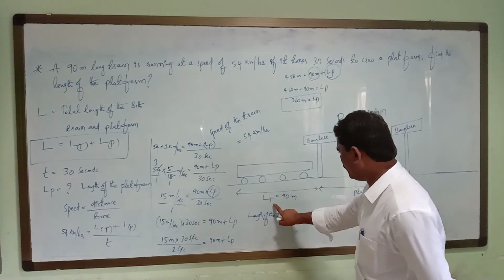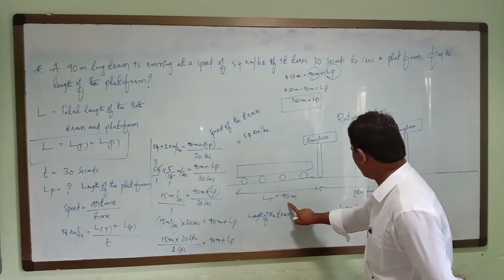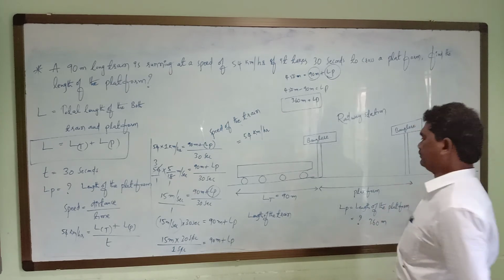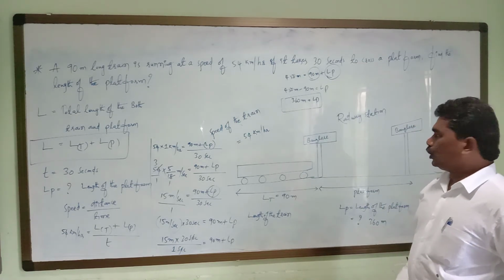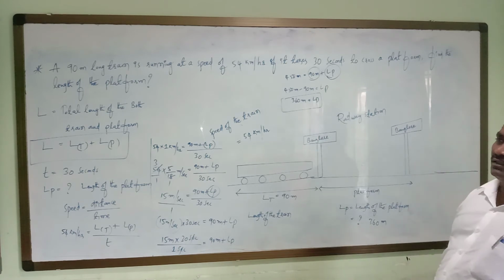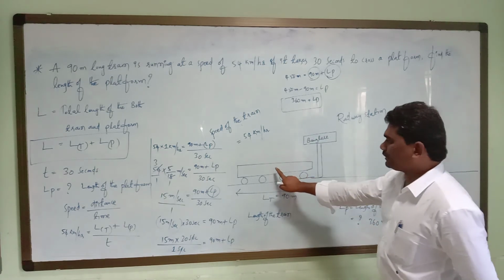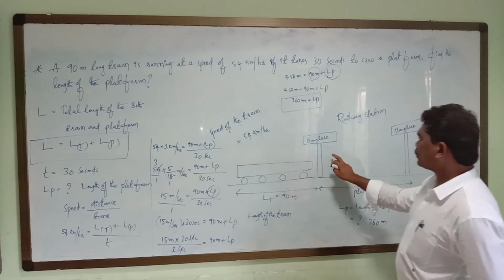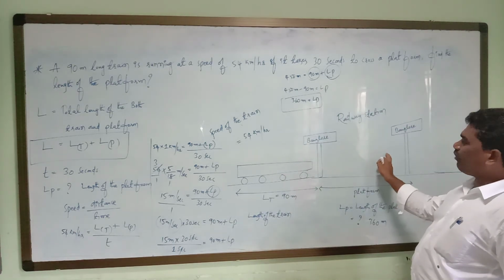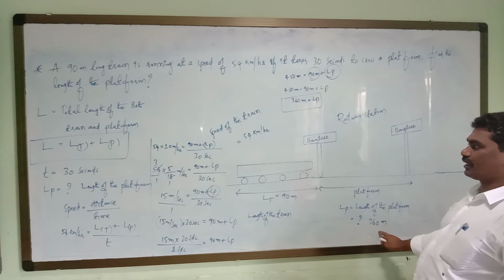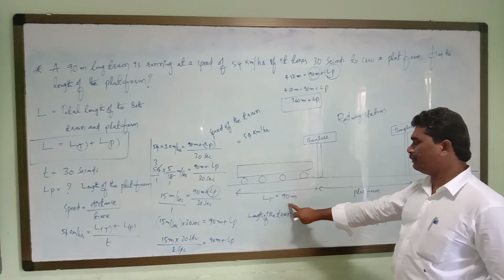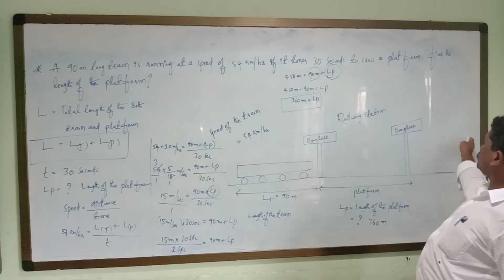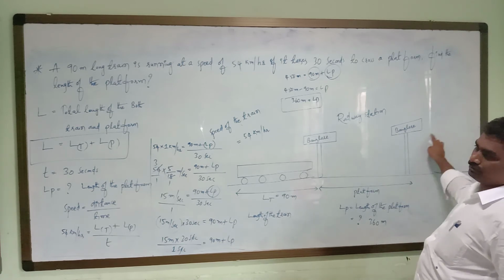The length of the train, which was given already, is 90 meters, and the length of the platform is 360 meters. To cross the railway station platform, the train has to cross its length, that is 90 meters, and the platform length, that is 360 meters. When it crosses 90 meters and 360 meters, then it can come to this particular position.